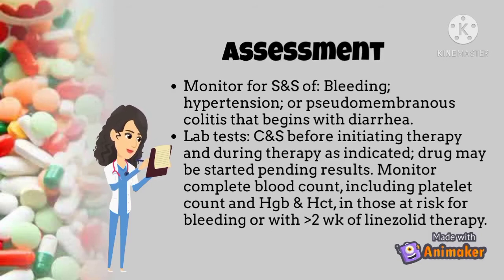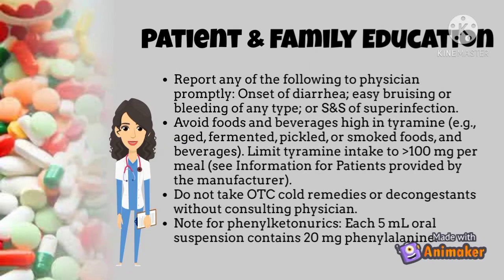Monitor complete blood count including platelet count and Hgb and Hct in those at risk for bleeding or with less than 2 weeks of therapy. For patient and family education, report any of the following to the physician promptly: onset of diarrhea, easy bruising or bleeding of any type, or signs and symptoms of superinfection. Avoid foods and beverages high in tyramine such as aged, fermented, pickled, or smoked foods and beverages. Limit tyramine intake to less than 100 mg per meal.